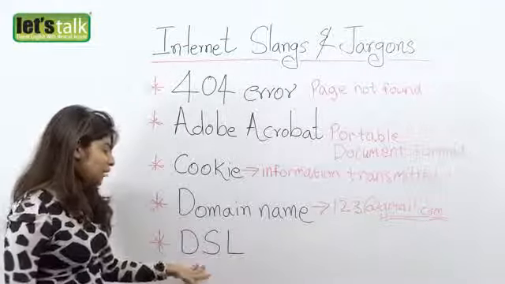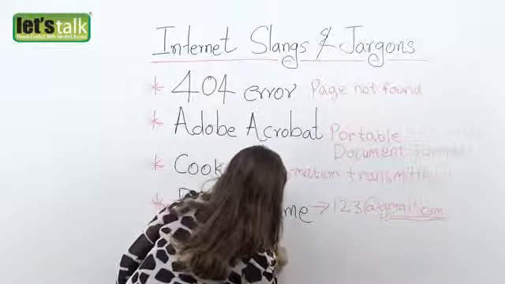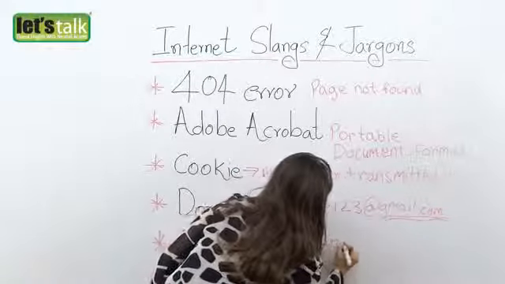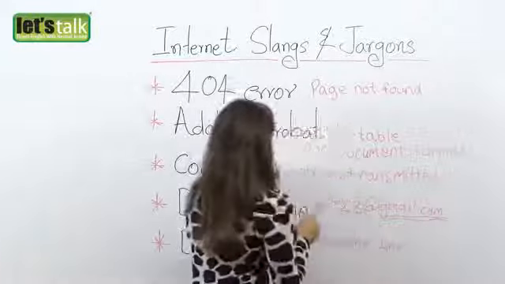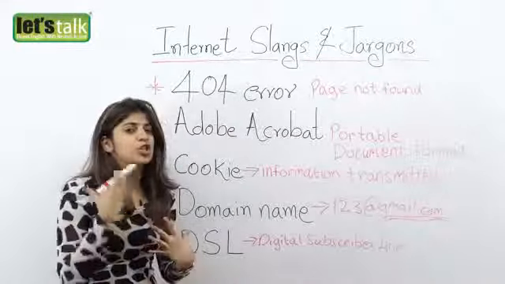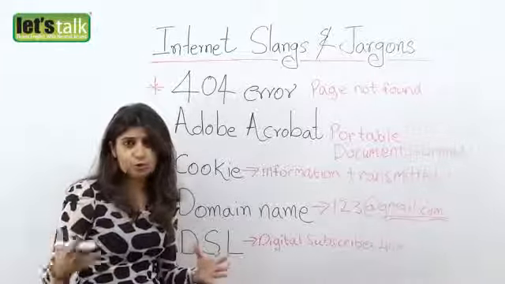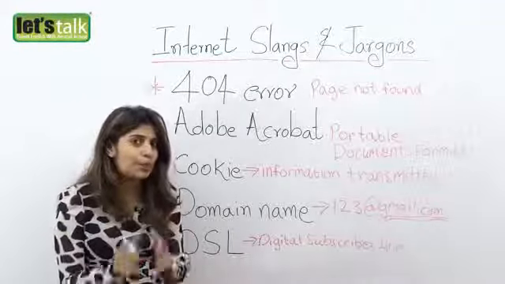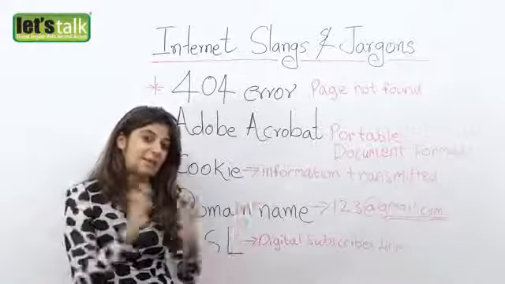Okay, the next one that we have is DSL. DSL is an abbreviation for Digital Subscriber Line. It is an instant network connection, and it is 25 times faster than the regular phone internet connection that people usually have. Okay, so DSL is excellent. This technology is too good because it allows your phone lines as well as the internet to work simultaneously.